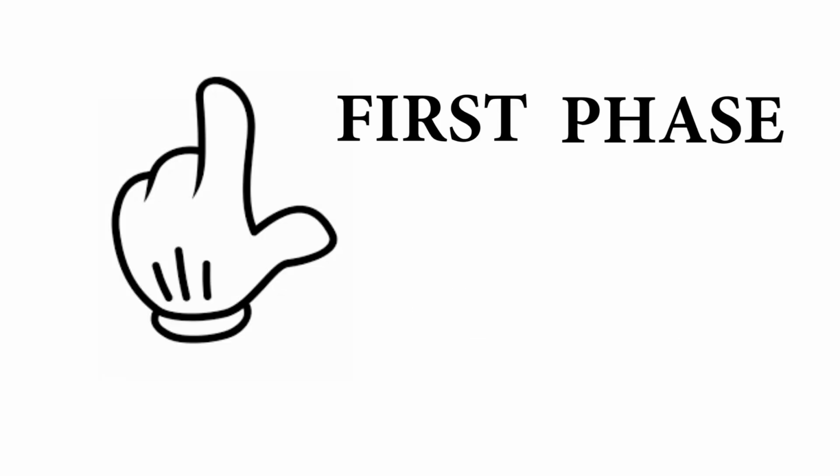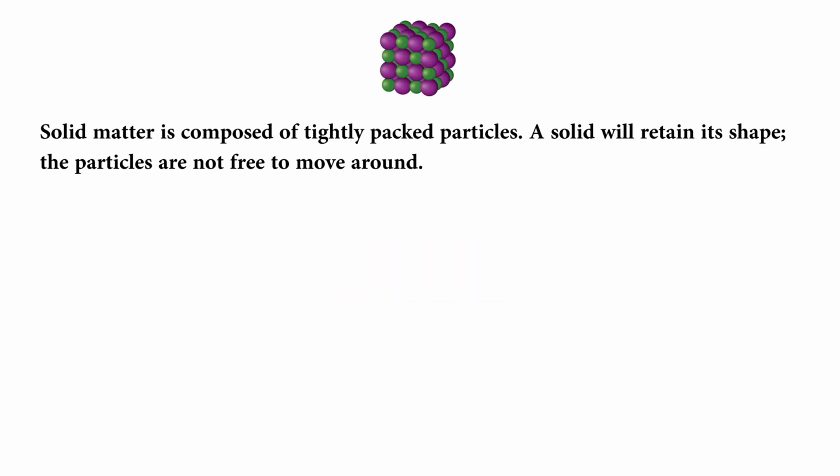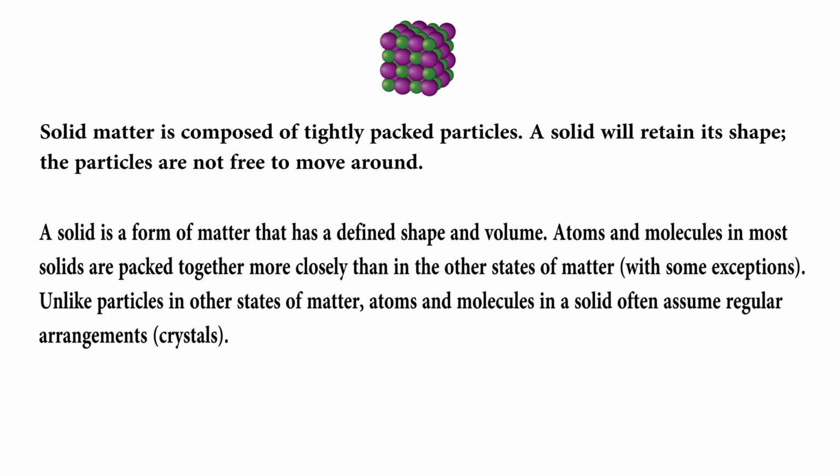The first phase of matter is solid. Solid is composed of tightly packed particles. A solid will retain its shape. The particles are not free to move around. A solid is a form of matter that has a defined shape and volume. Atoms and molecules in most solids are packed together more closely than in the other states of matter. Unlike particles in other states of matter, atoms and molecules in a solid often assume regular arrangement.